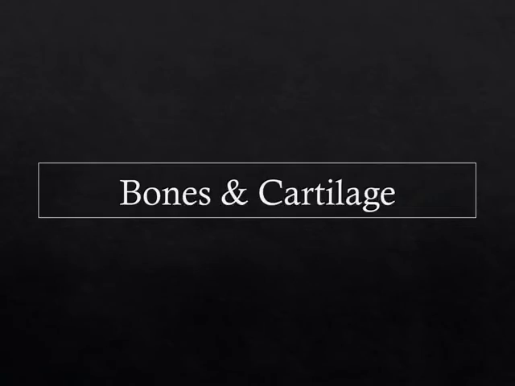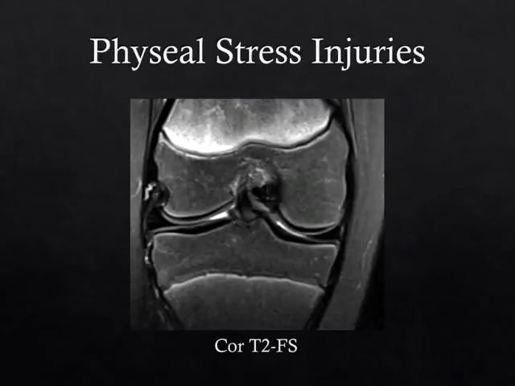So last section here, bones and cartilage. So physeal stress injuries are pretty common. They're more commonly seen in baseball pitchers, in the proximal humerus, and in gymnasts, in the distal radius, but you also see them around the knee. Basically what they look like is increased T2 signal on the metaphyseal side of the physis. You don't very often see increased signal within the physis itself.